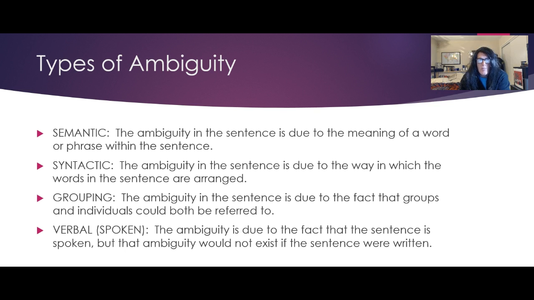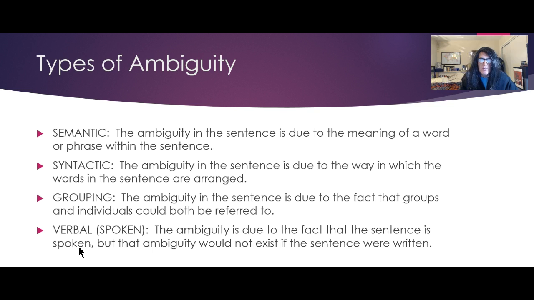Thirdly, there is grouping ambiguity. Grouping ambiguity is the kind of ambiguity where it's due to the fact that groups and individuals could both be referred to, and so when this arises, we have to get rid of it.